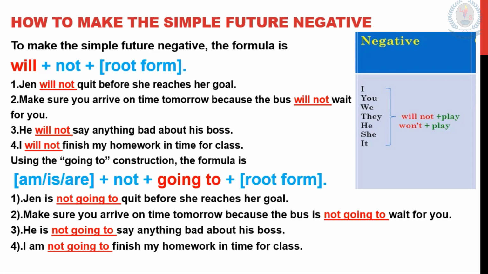He will not say anything bad about his boss. I will not finish my homework in time for class. So, it gives a sense of negative. So, negative will not. Using the going to construction, the formula is am, is, are not going to, root form.